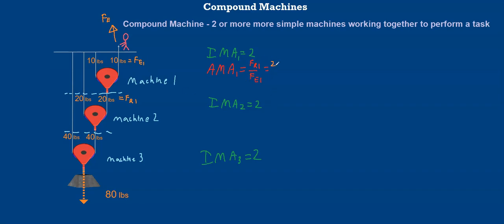And so we can just plug in these numbers. We say 20 pounds divided by 10 pounds. And we see that pounds cancels out, and we're left with an AMA of just 2. And since we got the same mechanical advantage, we know this checks out, and we can assume that we're dealing with an ideal effort force. So we can just say, assume effort force ideal.